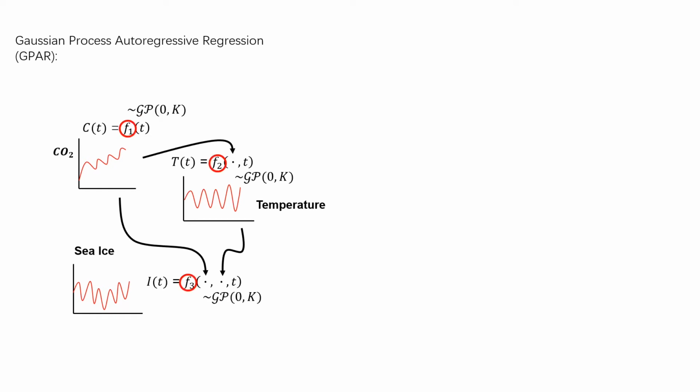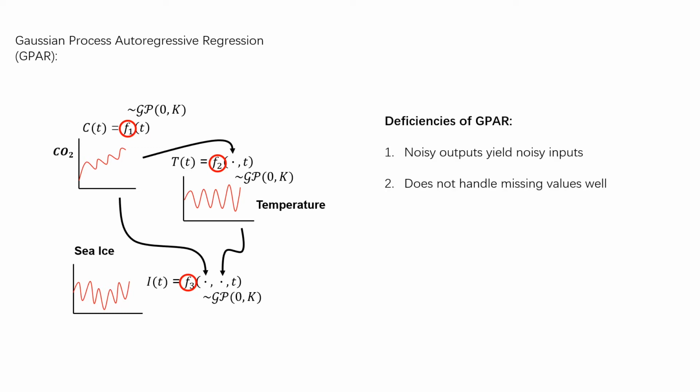However, there are two deficiencies in GPAR. First is that since the outputs from earlier dimensions are directly used as inputs to the next function, noisy outputs result in noisy inputs to a subsequent stage. Secondly, GPAR does not handle missing values very well sometimes.